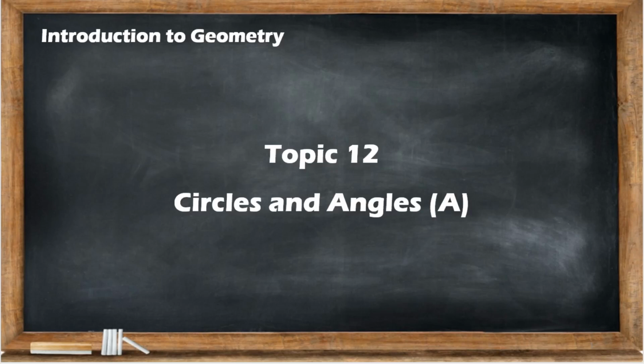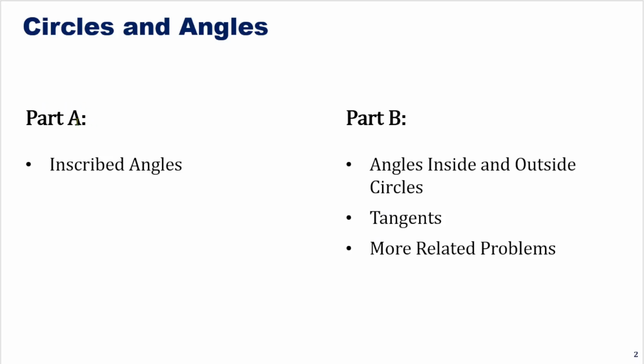Okay, now let's have a look at topic 12 of Introduction to Geometry, Circles and Angles. We'll divide this topic into two parts. Today, the first part, we'll talk about the concept of inscribed angles, and in our next lesson, we'll talk about part B, concepts related to angles inside and outside circles, tangents, and some more related problems.